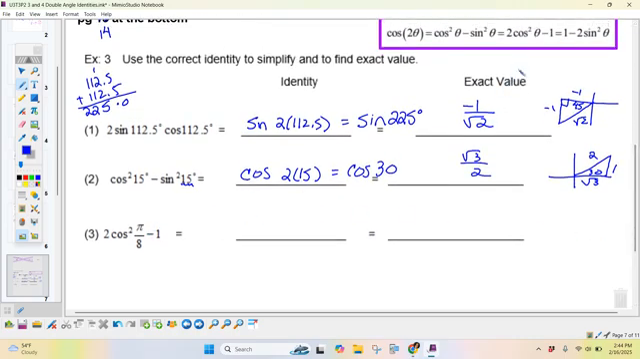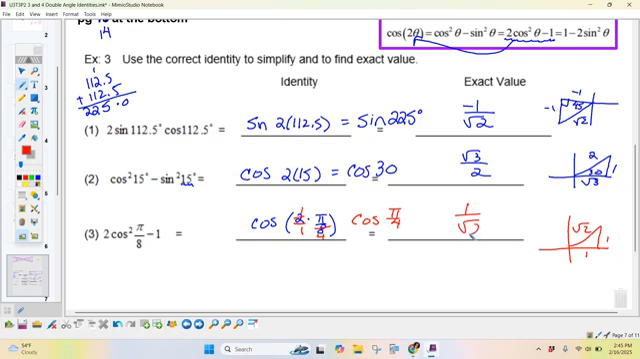And then the last one here, I notice that fits this identity. So I'm going to condense that all the way back to the original double. So 2 times pi/8. The 2 can reduce. So this is asking us for the cosine of pi/4. Quadrant 1. That's 1 divided by √2.